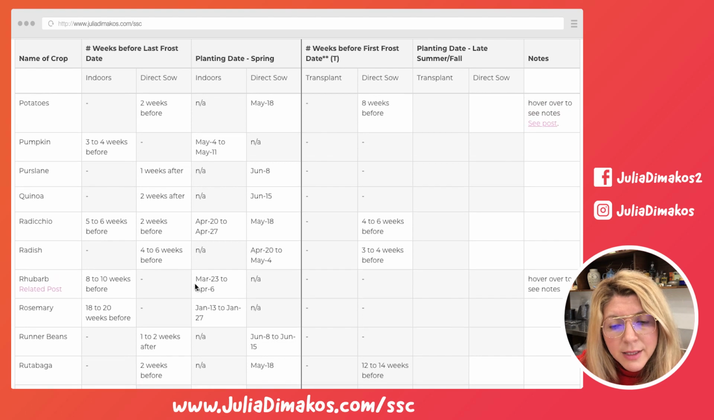So you can see here, we'd start at 18 to 20 weeks beforehand. You cannot sow directly. However, you can start them indoors anytime from June the 13th till January the 13th until January the 27th if your final frost date is June the 1st. So that shows you that.